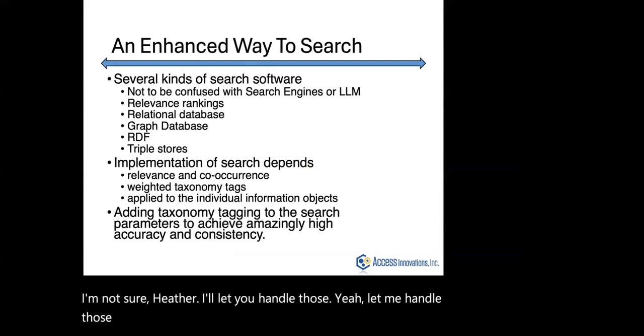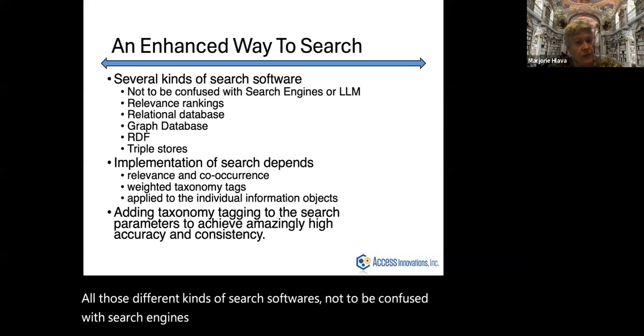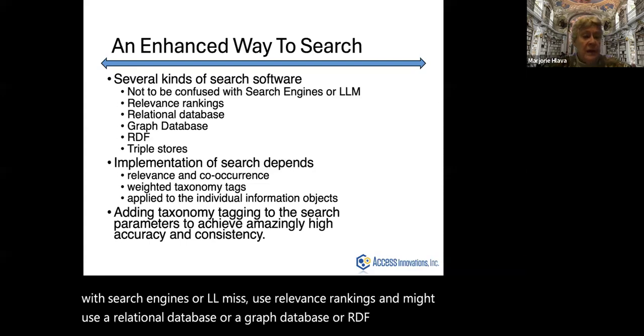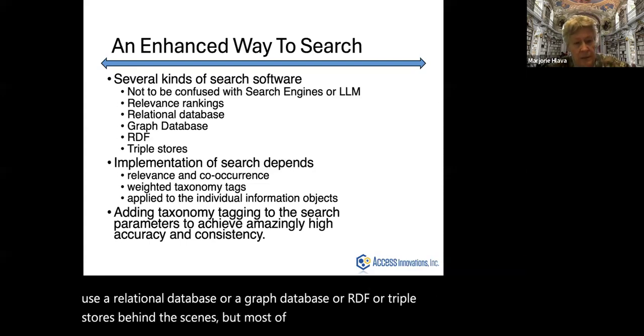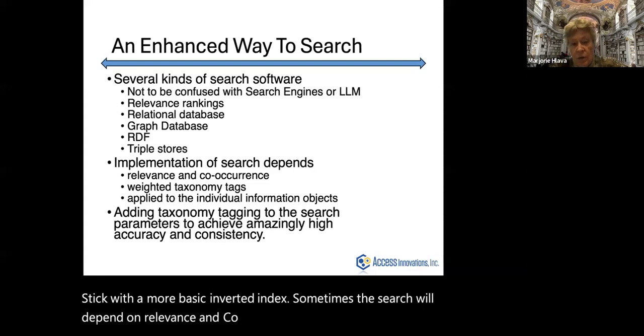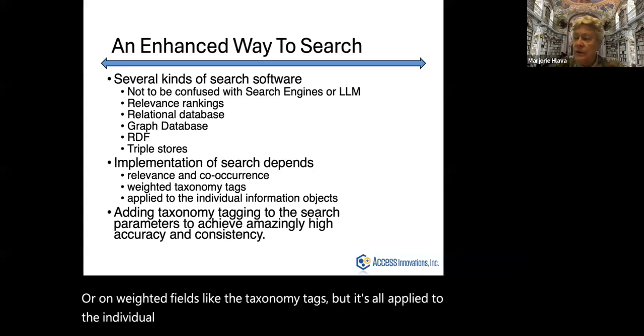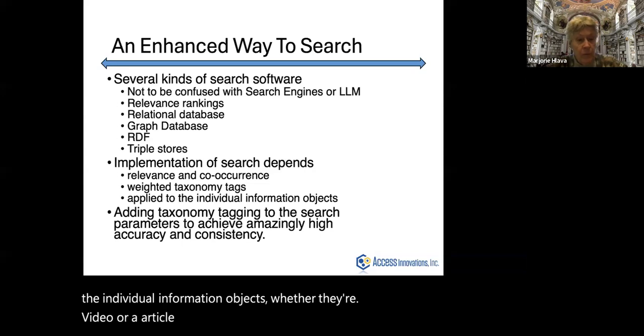So when you're searching, all those different kinds of search software, not to be confused with search engines or LLMs, use relevance rankings and might use a relational database or a graph database or RDF or triple stores behind the scenes, but most of them stick with a more basic inverted index. Sometimes the search will depend on relevance and co-occurrence or on weighted fields like the taxonomy tags, but it's all applied to the individual information objects, whether they're a video or an article or a tech report or whatever.